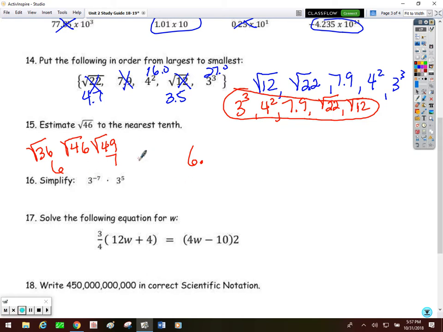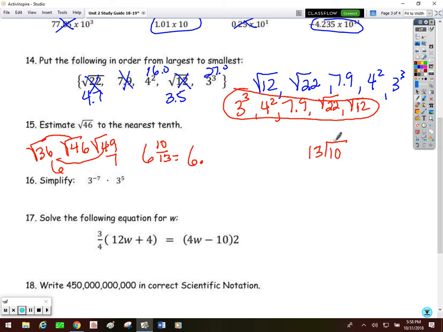All right, so let's create our fraction right quick. So 46 minus 36 is 10. 49 minus 36 is 13. All right, so we got to turn this into a decimal, and I'm going to do it the long way. I know some of you don't like long division, but we're going to do it the long way. Remember, denominators stay outside, numerators go inside.